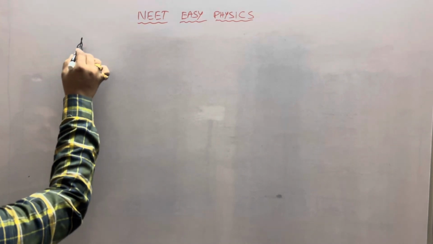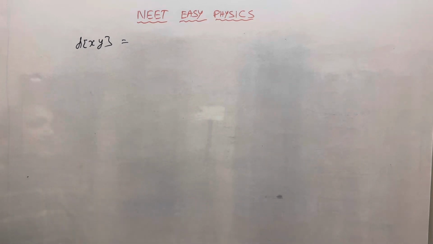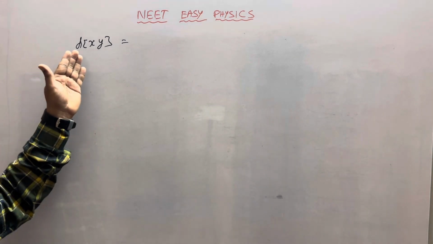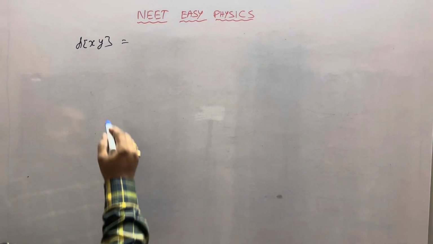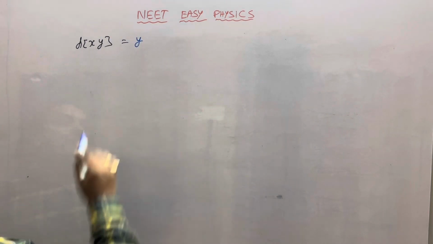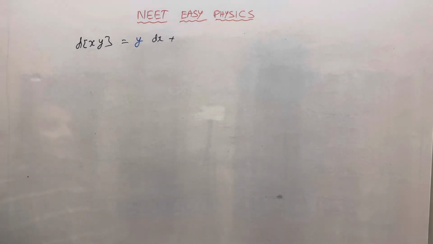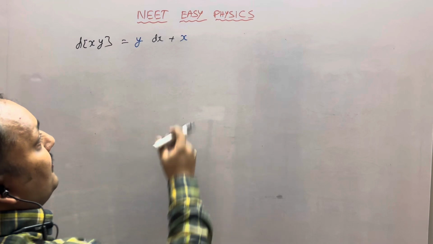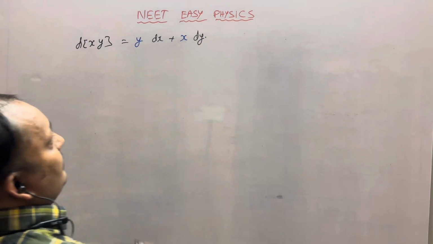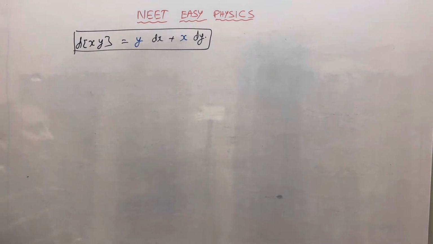Next, derivative of the product of two variables, the derivative of x into y. Whenever we are doing the derivative of two physical quantities or variables, we do it like this. First, we keep y constant: y into dx, plus next we keep x constant: x into dy. So in maths, the derivative of xy we write like this.